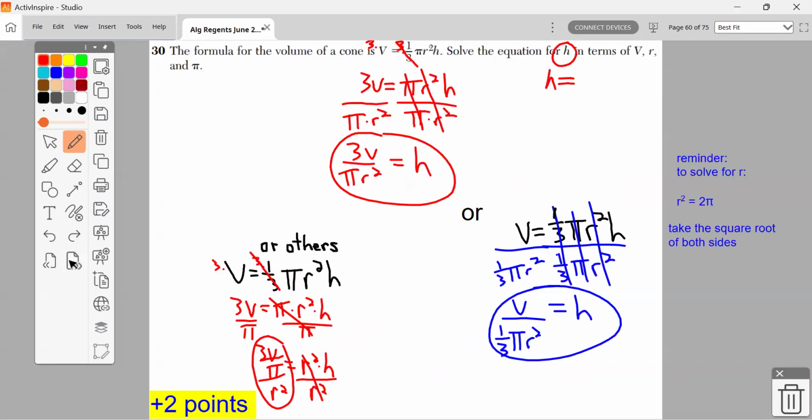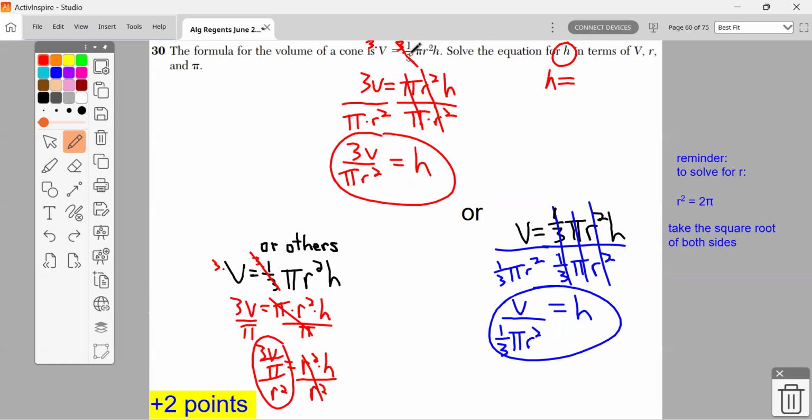In question number 30, the formula for the volume of a cone, volume equals 1/3 pi r squared h. Solve for h. So we want h equals. When it says solve for h, we want h equals. So we want to get that h all by itself. Now, there are a variety of different ways to do it. This way is probably the easiest way.